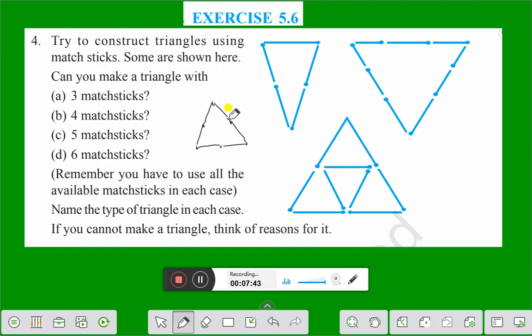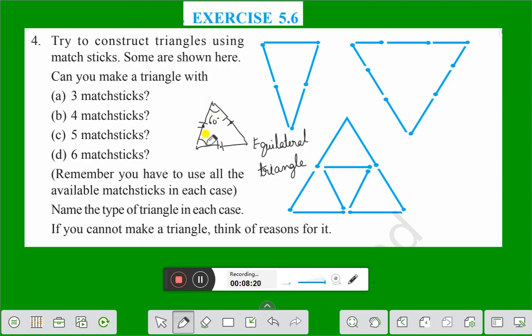Six matchsticks. Here you see all the sides are same. This side, and this side. All the sides are same. Therefore, it is known as equilateral triangle. And also you see, since all the sides are same, the angle will be 60 degree.